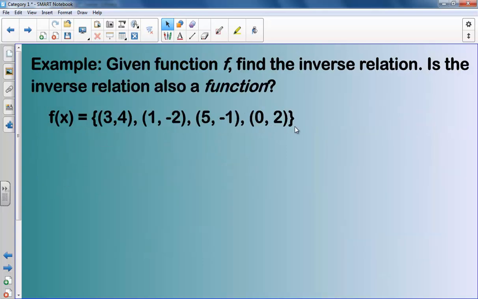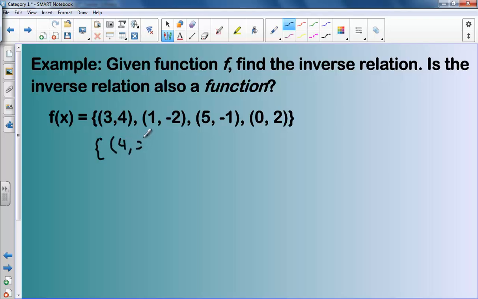We can find inverses of just points. So the inverse of this would be the set of, and so everything's just going to switch. So I have 4, 3. I'm using a tablet, not my smartboard, so I apologize, this is messy. Negative 2, 1. Negative 1, 5. And 2, 0 would be my inverse.